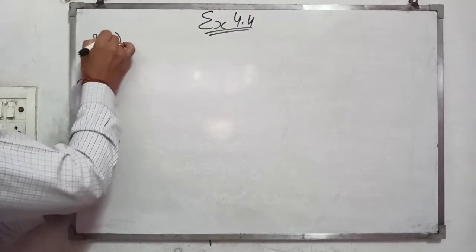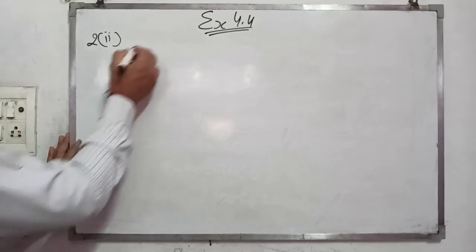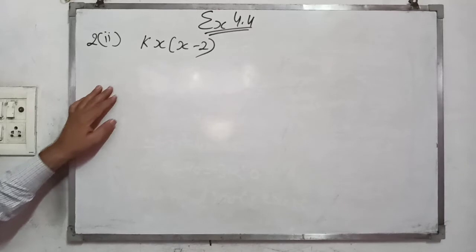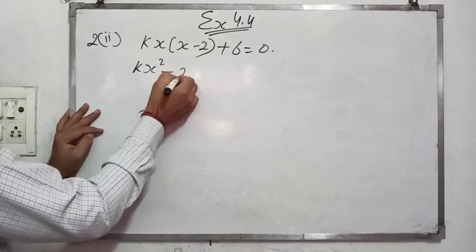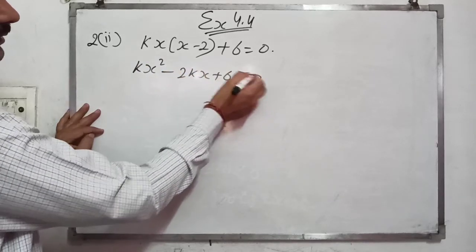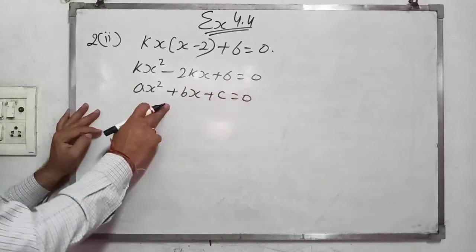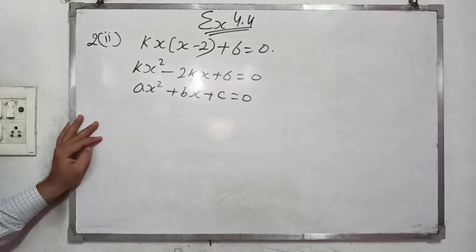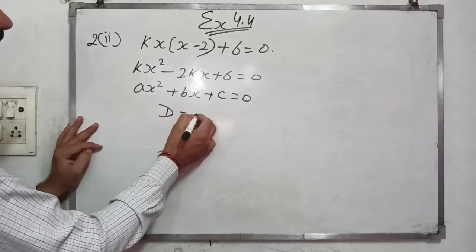Question number 2, part 2. Find the value of k if the following quadratic equation has two equal roots: kx into (x minus 2) plus 6 equal to 0. So kx square minus 2kx plus 6 equal to 0. So ax square plus bx plus c equal to 0 is the general quadratic equation. Here the two equal real roots are given, so if the roots are equal, D equal to 0.